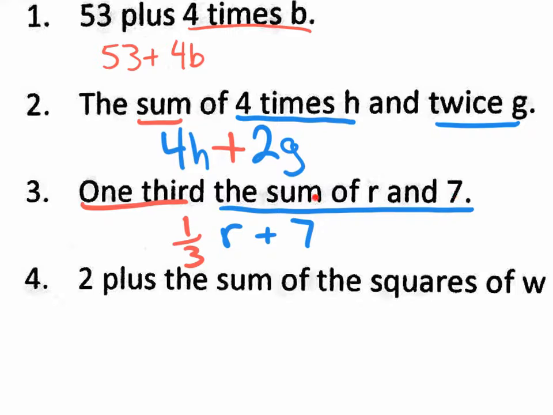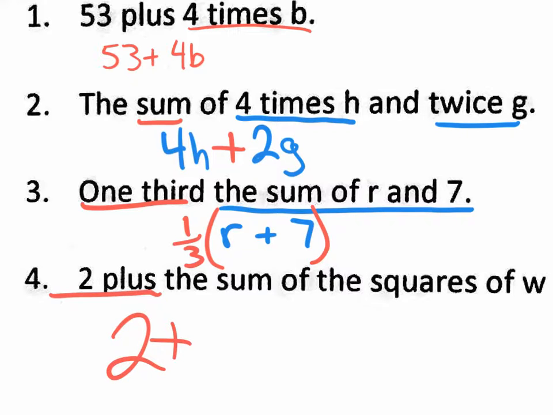Of the sum of r and 7. So we need to do 1/3 of this whole answer. So in other words, we need to add first before multiplying, and the way to do that is to put it in parentheses. So 1/3 parentheses, and inside the parentheses, the sum of r and 7. Does that make sense?